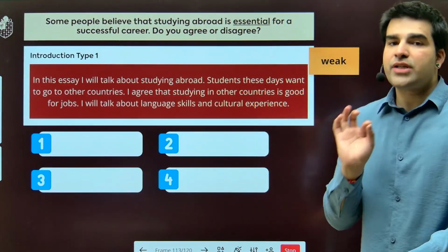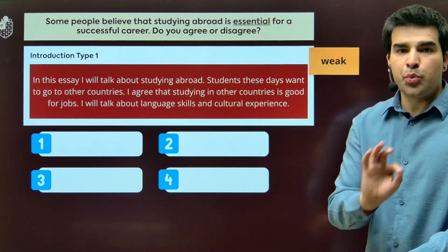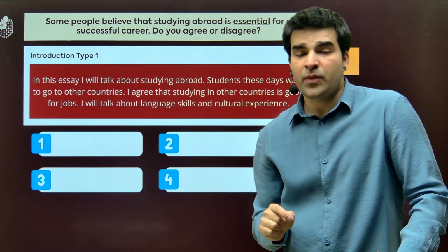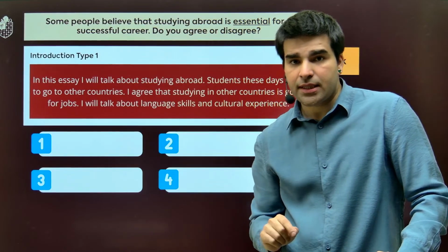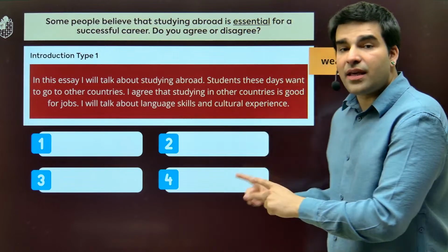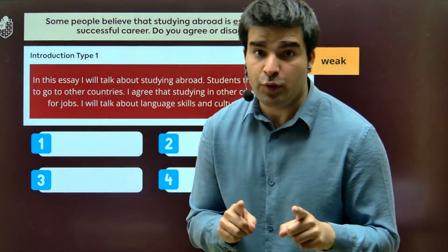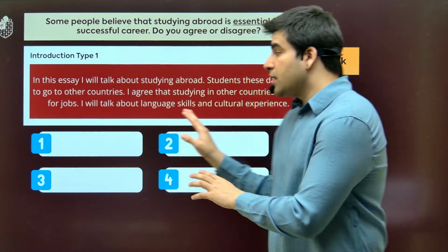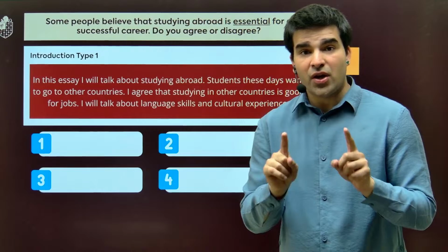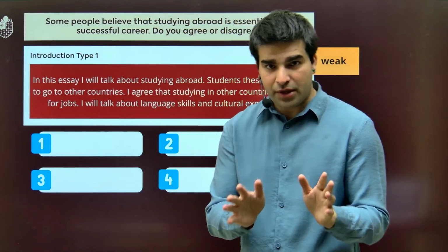I'm going to look at introduction 1 first, and we know that it's a weak one. But why is it weak? There are 4 things that we need to look at. Number 1, and these are the things that you do not have to do. Listen again: the ones that I'm going to show you now, do not do this when you write your IELTS introduction. Shall we start?